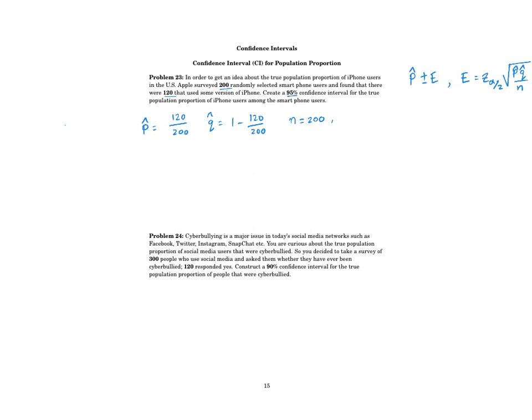So 95% confidence level, so alpha is going to be 1 minus 0.95. Remember, that's the significance level, 0.05. So alpha over 2 is going to be 0.025. Associated with an area of 0.025 in the standard normal distribution, you'd find a z value. Okay, so that's going to be your z sub alpha over 2 or z sub 0.025.